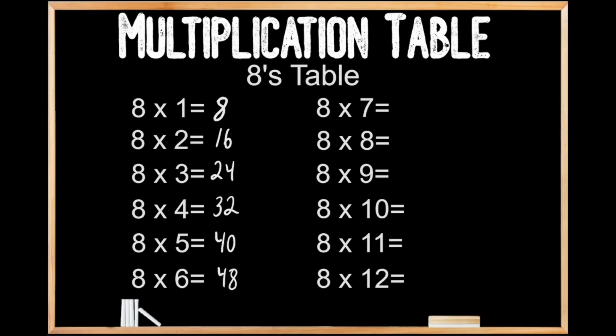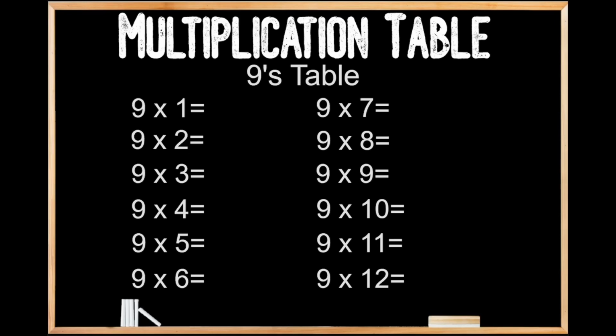8 times 7 is 56. 8 times 8 is 64. 8 times 9 is 72. 8 times 10 is 80. 8 times 11 is 88. And 8 times 12 is 96.